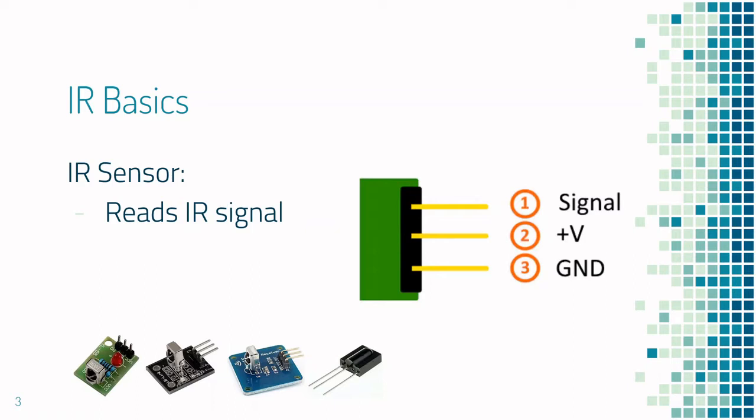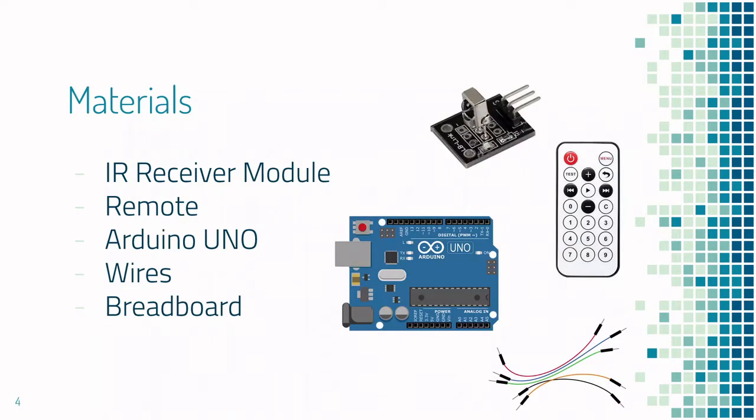These modules have 3 pins for signal, plus V, and ground, where most of your Arduino modules will have it written as GRY, signaling ground, plus V, and signal. Lastly, here are the materials for the IR module: number 1, the IR receiver module, the remote, Arduino Uno, wires, and your breadboard.